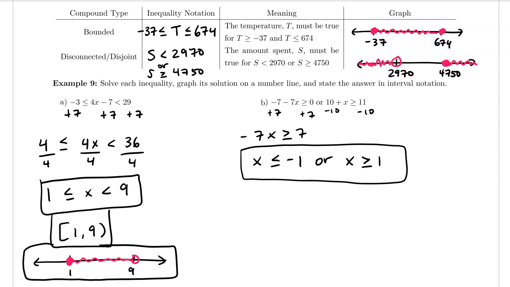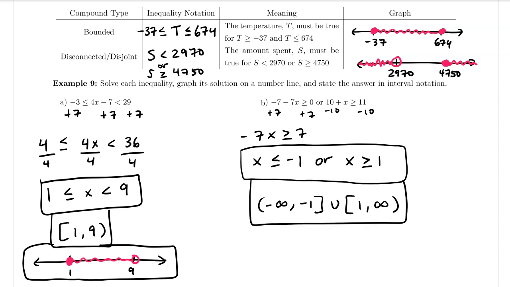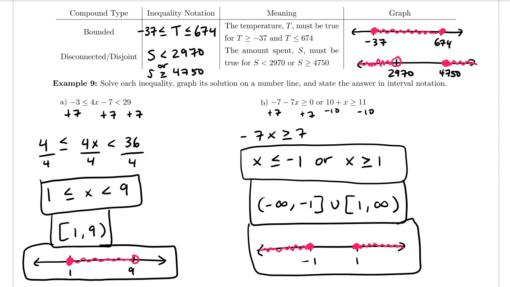In interval notation, that would look like parentheses, negative infinity, comma, negative 1, bracket, union, bracket 1, comma, infinity, parentheses. So that would be our answer there. And then finally, if we graphed this, I'd have negative 1 here, positive 1 here. I would put a closed circle on both negative 1 and positive 1, and I would shade to the left of negative 1 and to the right of positive 1. And there is our final answer.